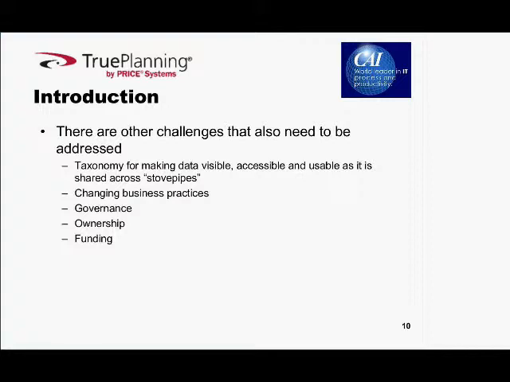So when you think about the stovepipe applications that are sharing data in some tightly coupled way right now, if we want to open up that data, there needs to be a taxonomy that makes data both visible, accessible, and usable as it's being shared outside of these stovepipes. Right now it's being shared pretty tightly coupled. As it's being shared outside of these stovepipes, there needs to be a taxonomy developed to make this data usable.